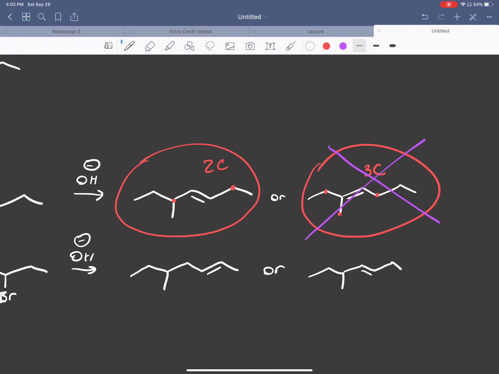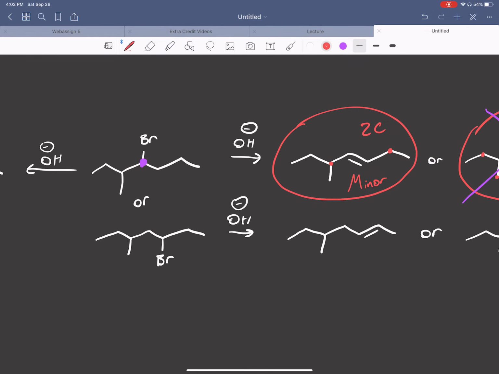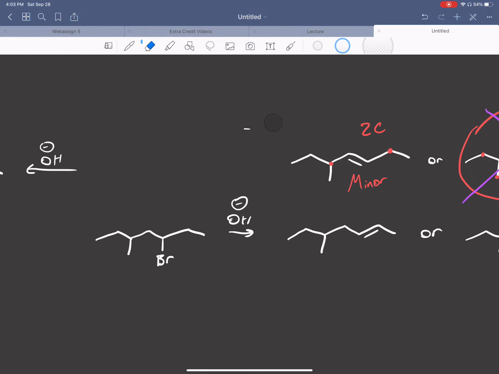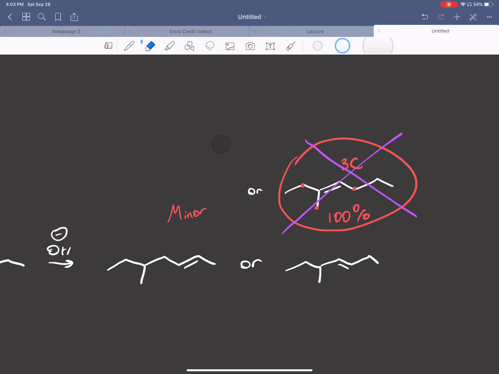And because this is going to be the minor product, this is really going to be the one where it forms about 100% of the time. Okay, so that Br positioning at the top is not good. So I'm going to erase that. And let's look at our other one.